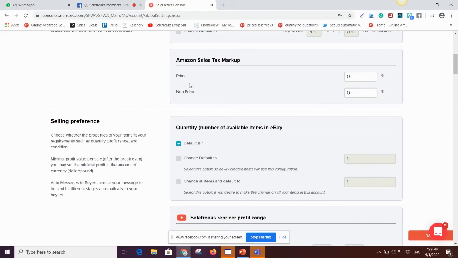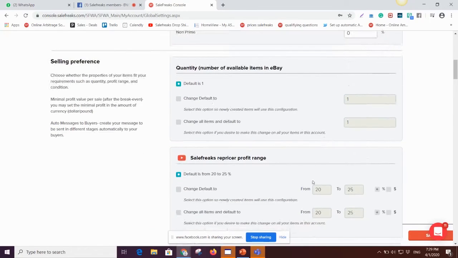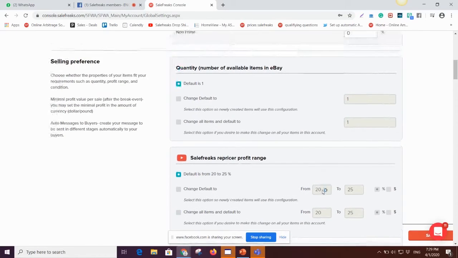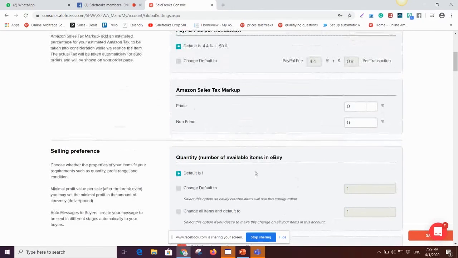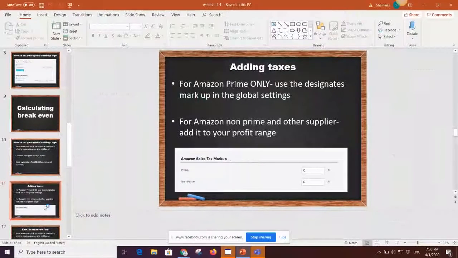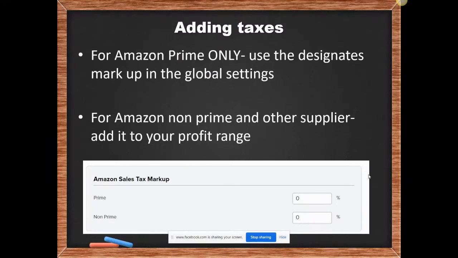I'm using non-Prime accounts, so I've put the 7% sales tax here in the profit range. So it's not that I'm making 20% profit; it changes, because I have to include the sales tax. Of course, don't be greedy. Just put what you need. If you see your item sells, you can raise the price a little bit.